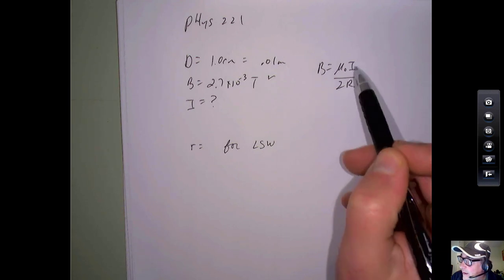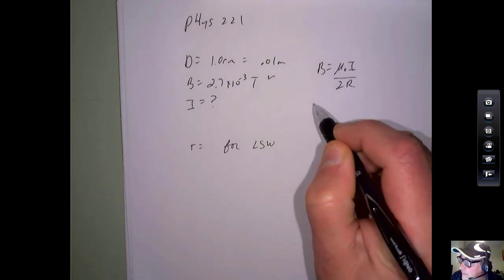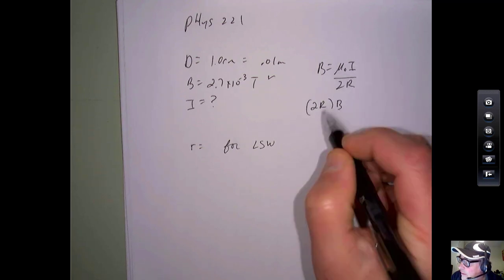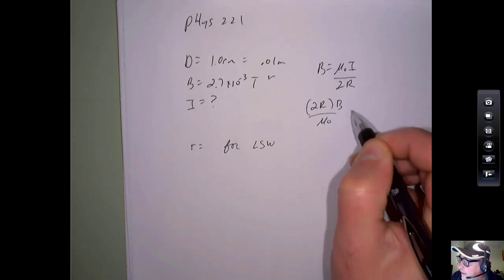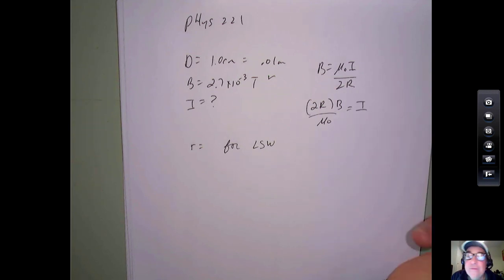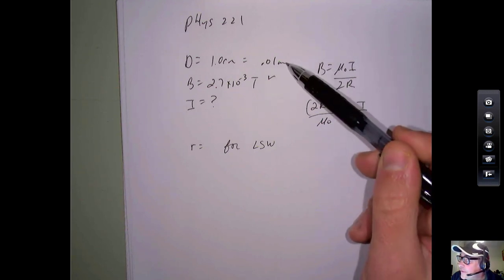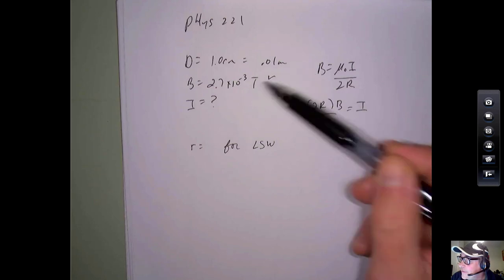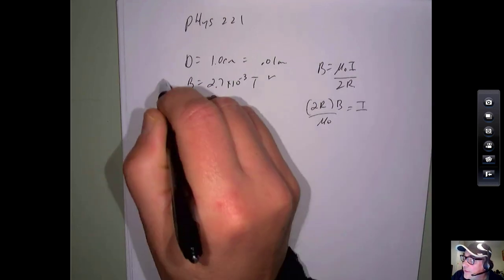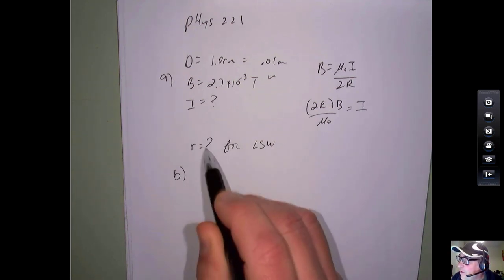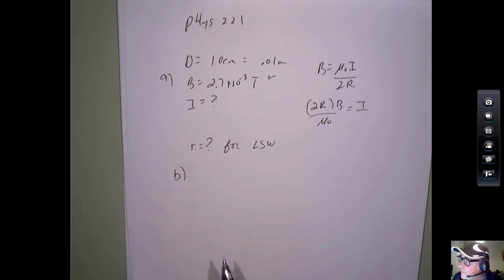So we need to solve for I. Multiply both sides by 2r, divide by mu 0, and that will give you the amount of current that you need. Make sure you look up what mu 0 is. I'll leave that to you. I turned the diameter into meters here, which is what we need. We've got teslas there. So that's the first part. That'll get you started.